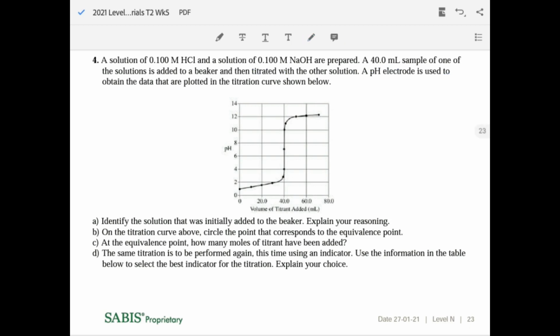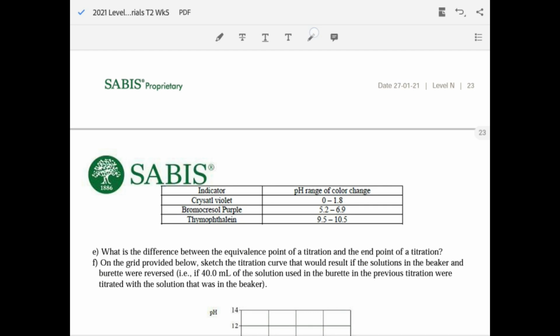The same titration is to be performed again, this time using an indicator. Okay, to find the indicator, you need to find the pH range at the equivalence point. So equivalence, the same number of moles, is between 3 and 10 to 11. So the one that corresponds is this one, because it's in the middle of the range.